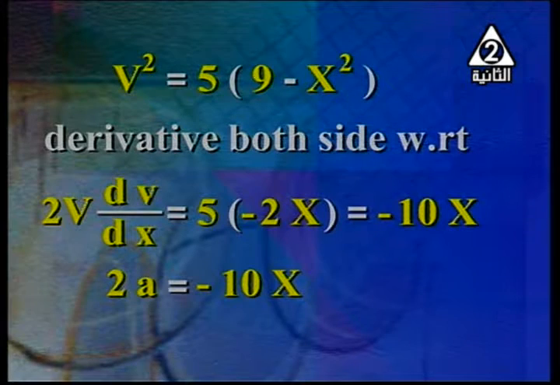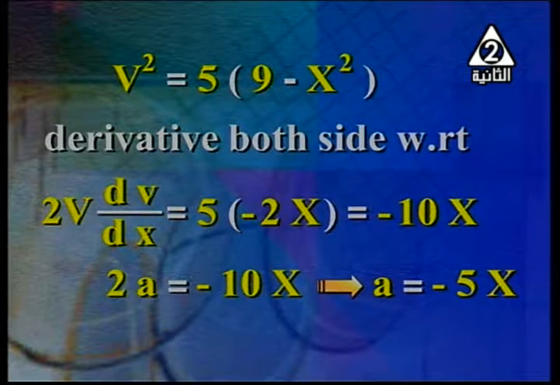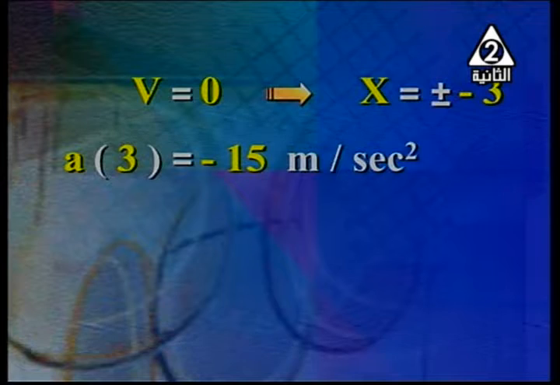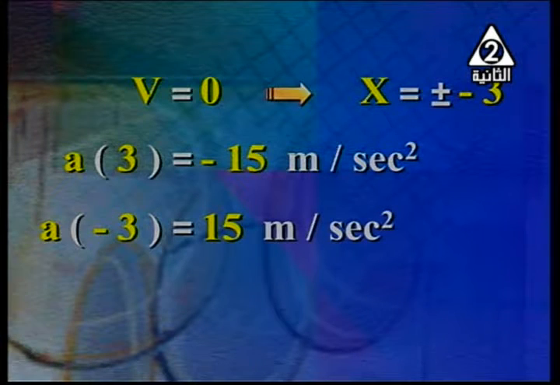Remember, v dv over dx is acceleration A. What is A in this case? Negative 5x. Dividing the left hand side and right hand side by 2, acceleration is negative 5x. By v equals 0, x equals positive or negative 3 from the first equation. Then by using x equals 3, a equals negative 15 meter per second squared. And for x equals negative 3, a is 15 meter per second squared.